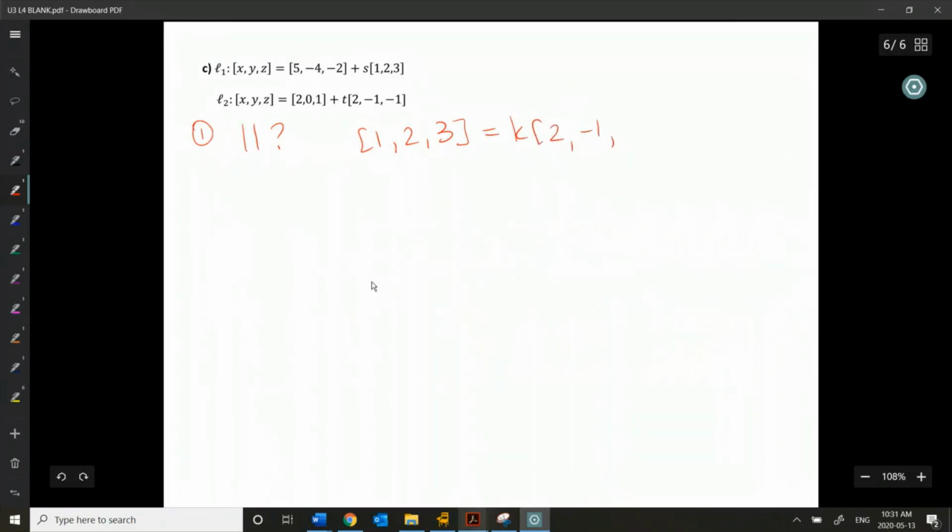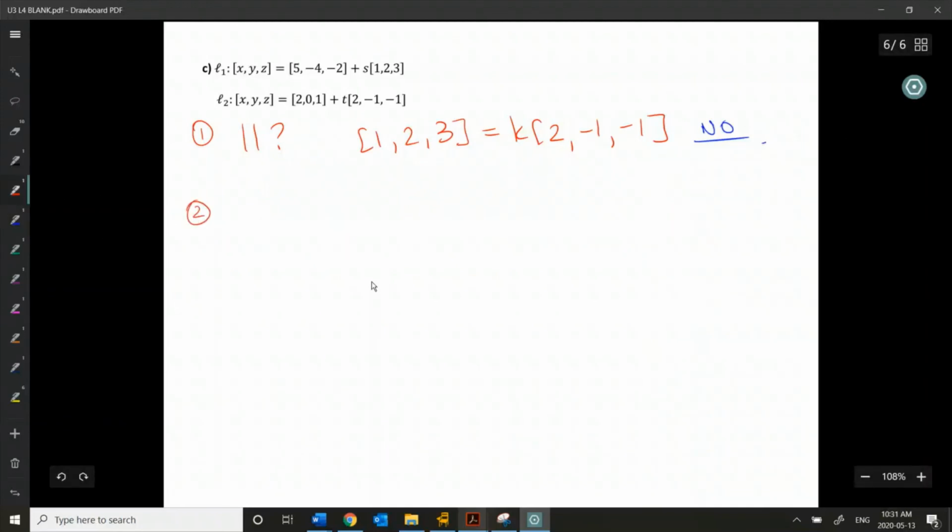All right, let's try another one here. So you're going to check to see if they're parallel. Is (1, 2, 3) equal to some scalar multiple of (2, -1, -1)? I'm already seeing here that if I want 1 to become 2, I need to multiply by 2, but that is not the multiple that I'm getting for the last 2. So I'm going to say no on this one. They're not parallel. Basically what that means is either they are skew lines or they have a point of intersection. So that's what we need to figure out.